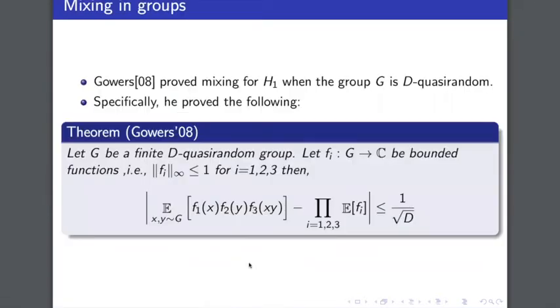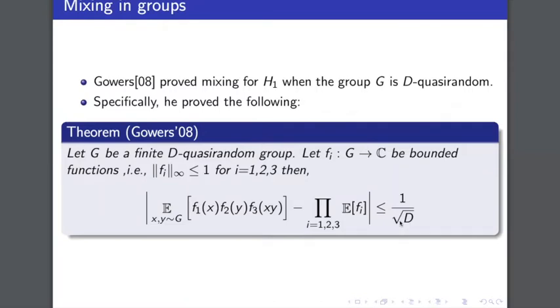So we cannot hope to get that kind of mixing for abelian groups. But there are certain groups, a special kind of groups, for which mixing actually happens for H1. So in 2008, Gowers proved that mixing for H1 happens when the group G is d-quasi-random. Specifically, he proved the following: if G is a finite d-quasi-random group, then the two terms we are concerned with are close to each other by this error factor 1 over square root of d.